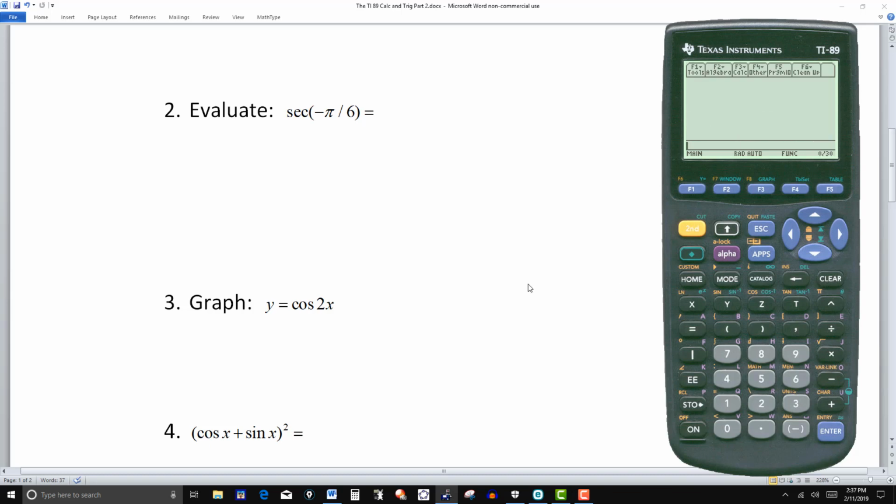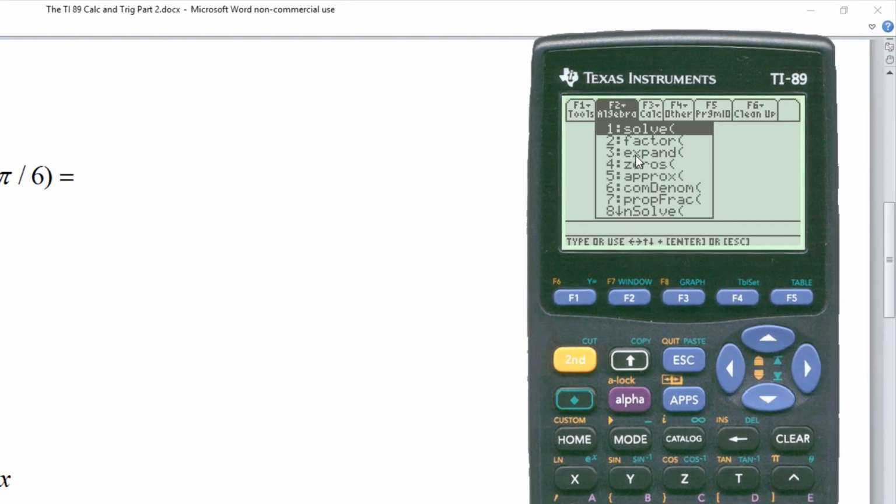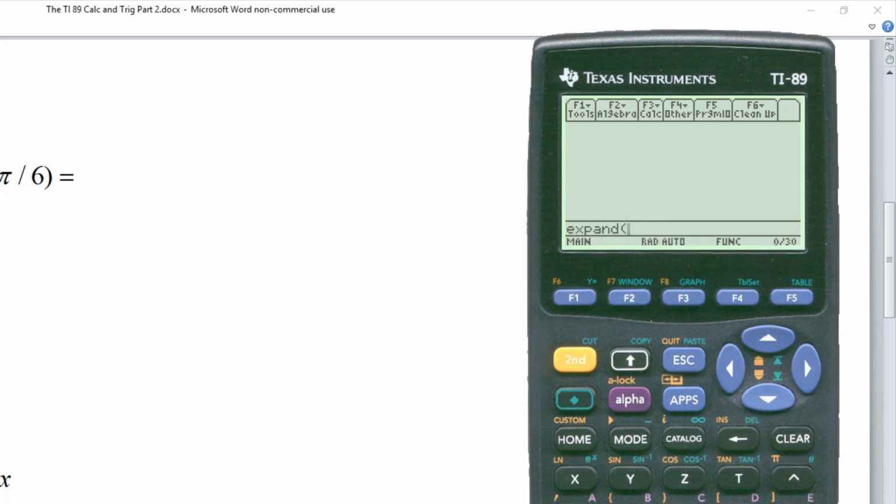Okay, the second one. Some of these operations and functions are going to be very similar to what we did with the algebra. Here we have cosine of x plus sine of x, quantity squared. So let's go to F2, and here we want to go to expand, number 3, so hit 3, and then enter parentheses here, and then second, cosine of x. Again, make sure you close the parentheses. This calculator is very picky with parentheses. Some things you can get away with on the TI-83 or 84, you can't get away with on the TI-89. Then a plus here, second key, and then hit the Y key here, getting me the sine of x, and then parentheses, and then parentheses again, and then the little caret here to get the exponent of 2. Hit enter.